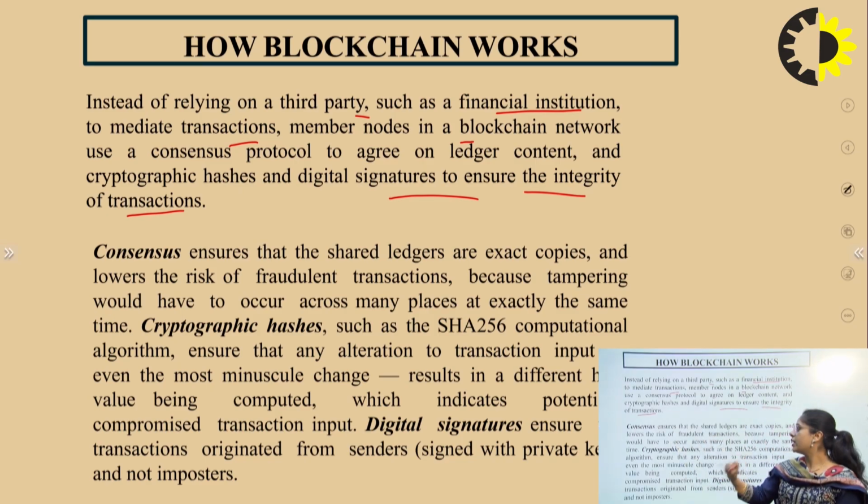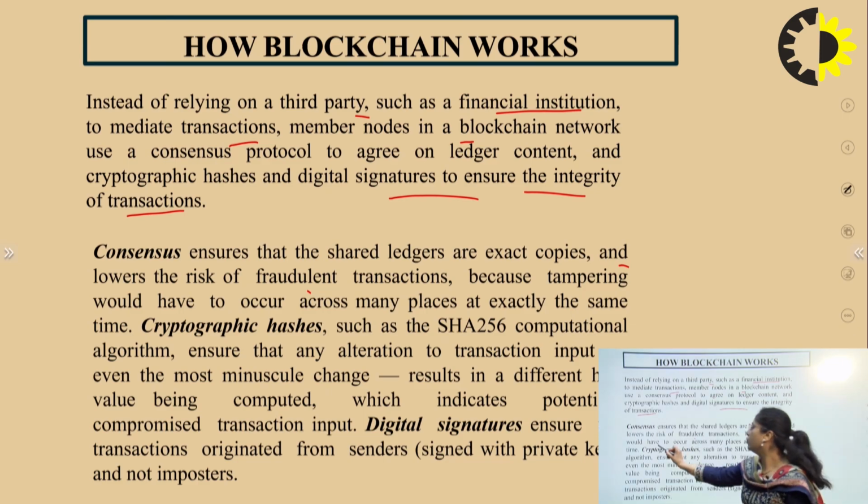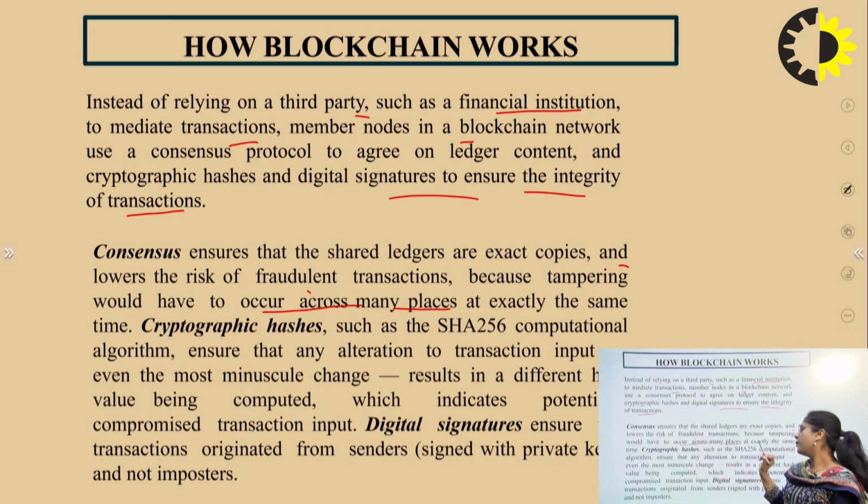Consensus ensures that the shared ledgers are exact copies and lowers the risk of fraudulent transactions, because tampering would have to occur across many places at exactly the same time. Tampering would have to be done at many different places at the same time.